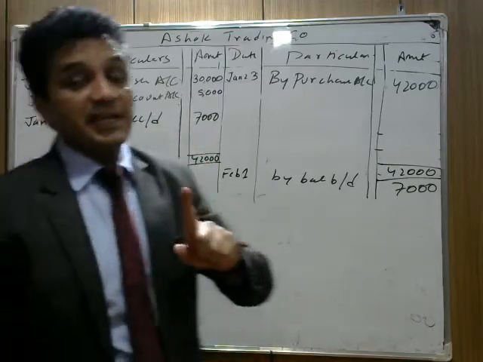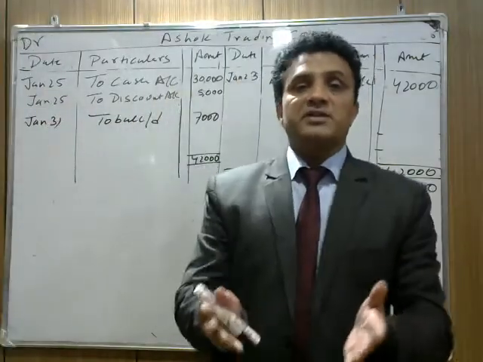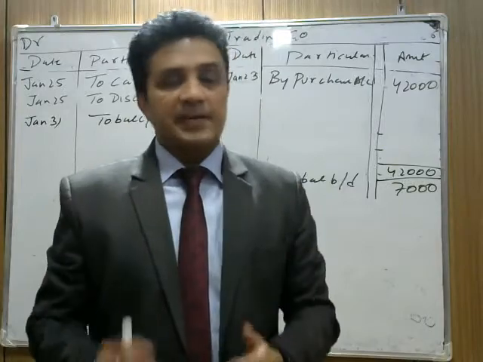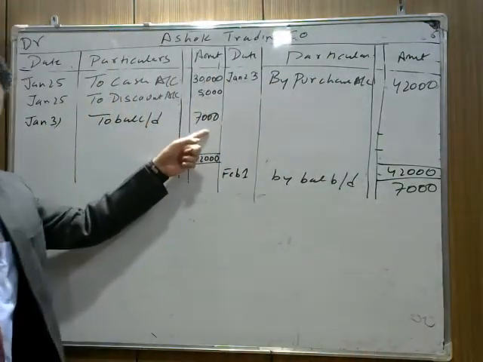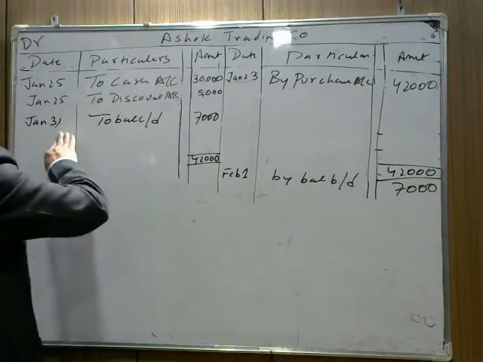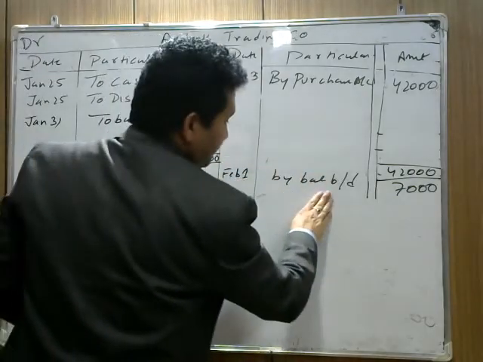7,000 because the word saying when we pay cash it's not mentioned here. We paid in full settlement. It means अभी हमें अशोक ट्रेडिंग कंपनी को 7,000 rupees और पे करना है. So what is the closing for Jan 31st is the opening for Feb.